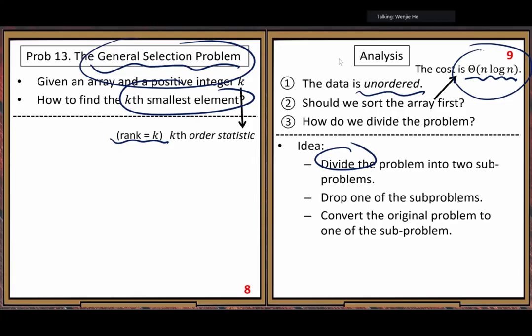Convert the original problem to one of the same kind, because after that you do recursion, right? So you recover the situation of the original problem. Divide and conquer again, you do recursion. So the main step is how to divide the original array. If you can find a good way to divide the original array, you're almost there, because the remaining part, you just do the recursion.